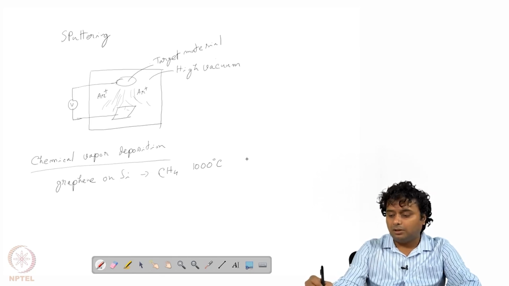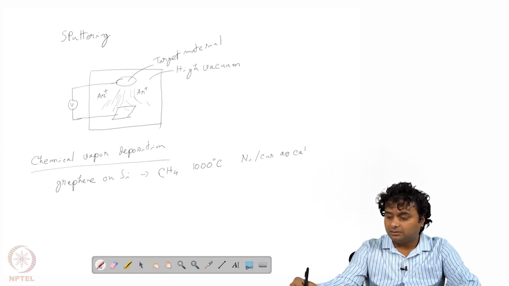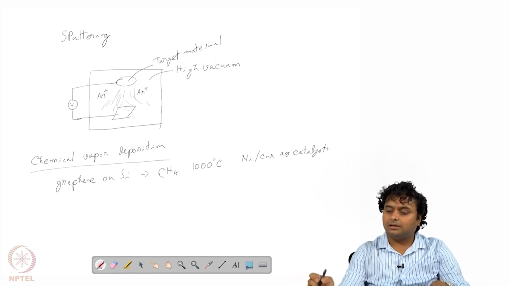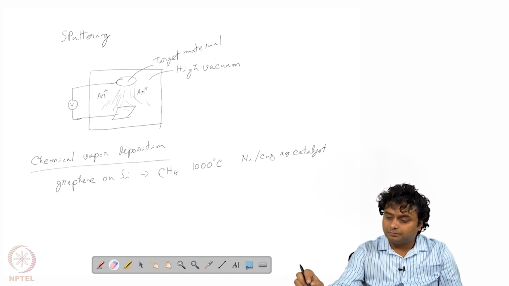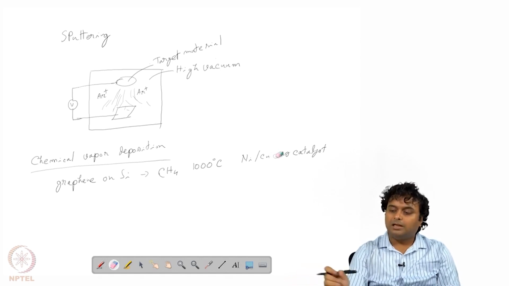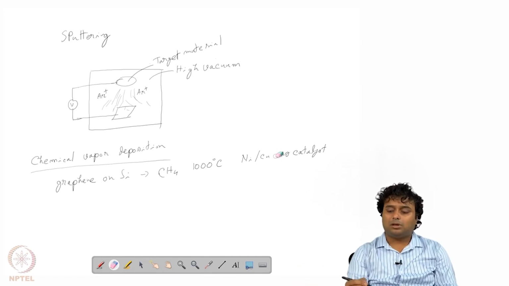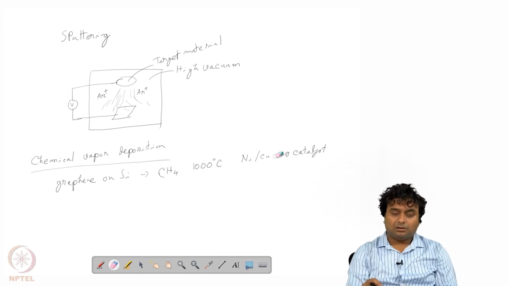Actually here we can use nickel or copper as a catalyst. Nickel and copper help to dissociate the CH4 into carbon and hydrogen, and that carbon gets deposited on the nickel surface or copper surface, and then you get a graphene film accordingly.